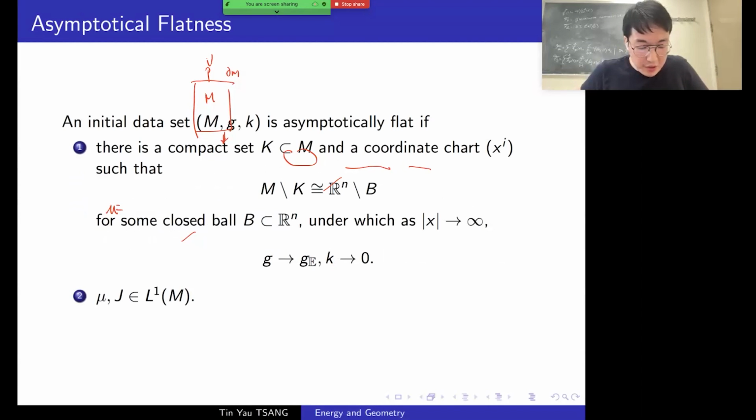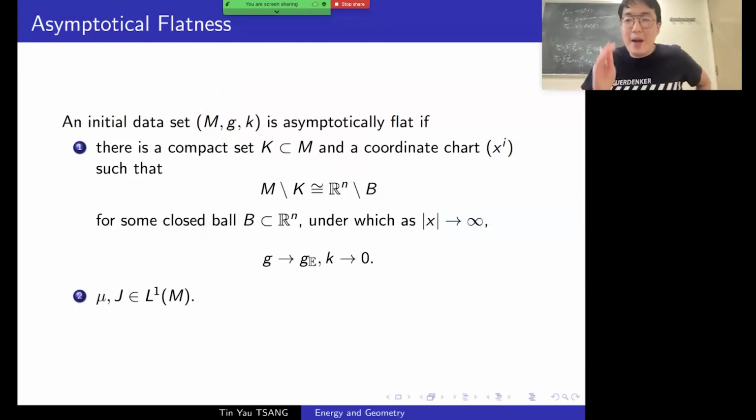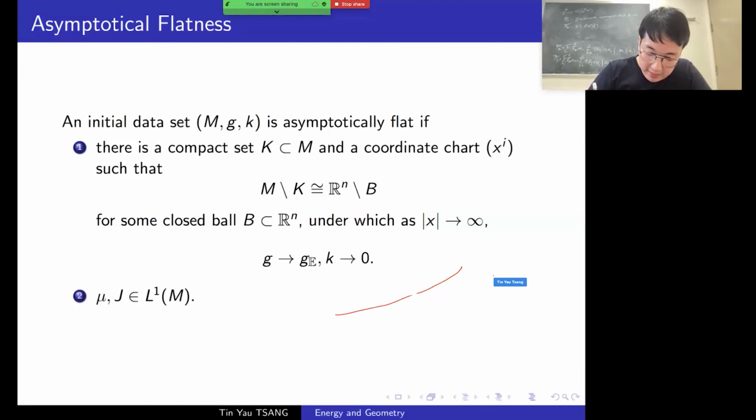So now I have to introduce some other concepts. The partial solution is by the Positive Mass theorem, and now I'm going to tell you what the Positive Mass theorem is. So I initially said MGK is called AF if outside of a compact set, it is going to be flatter and flatter and flatter. That's why g goes to the Euclidean metric, and then the extrinsic curvature tensor will go to 0.